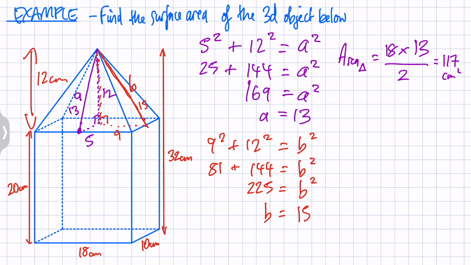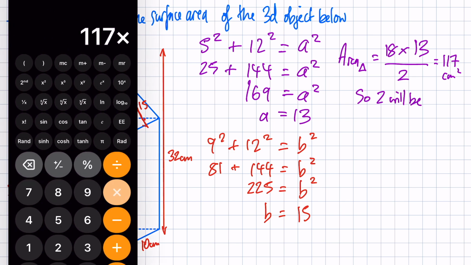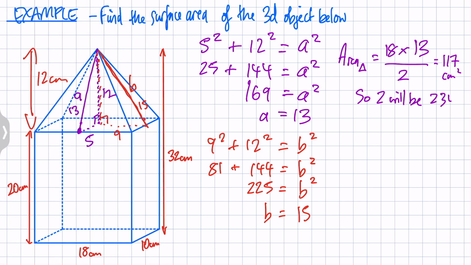So the front triangle is 117. Is there another triangle that's going to be 117? Back. The back as well? Good. So let's keep that in mind. 2 of them is going to be 234. And I'm going to put an underline there because we know right now front and back. Someone tell me the working out for left and right triangles.